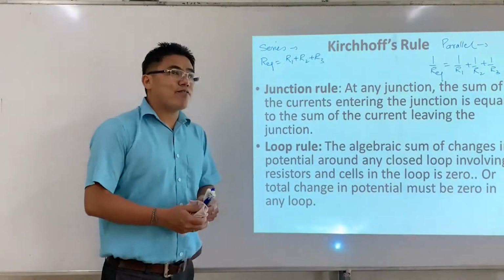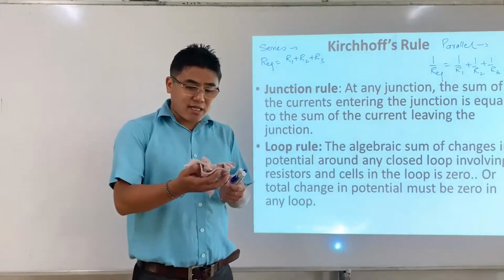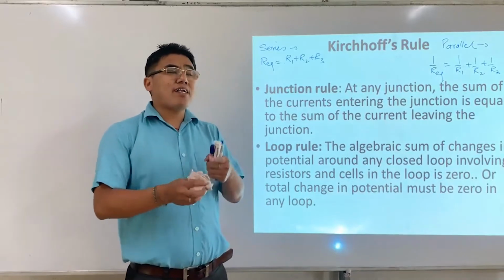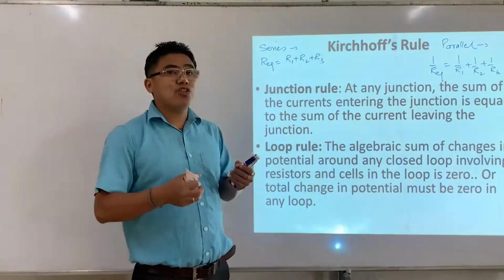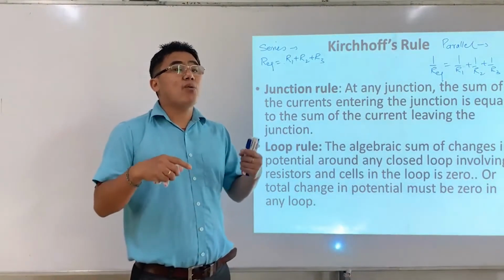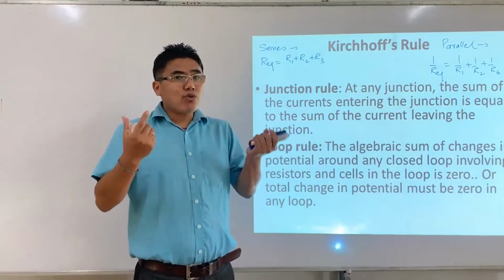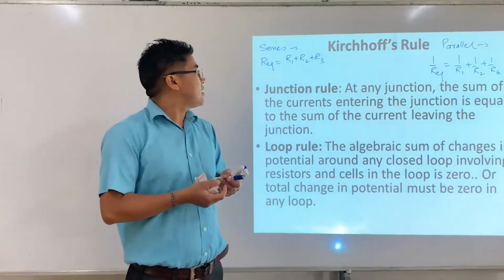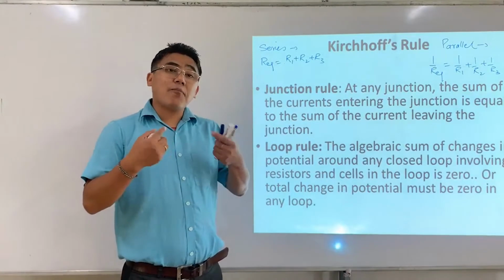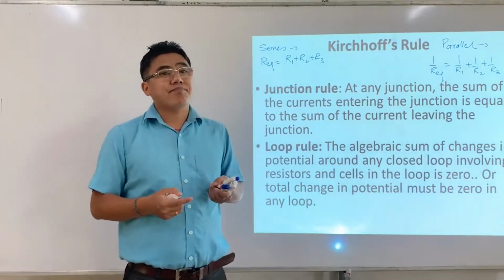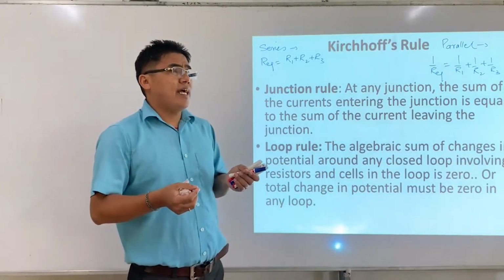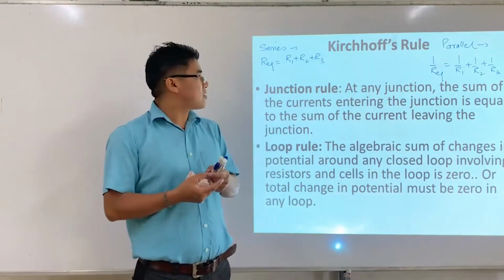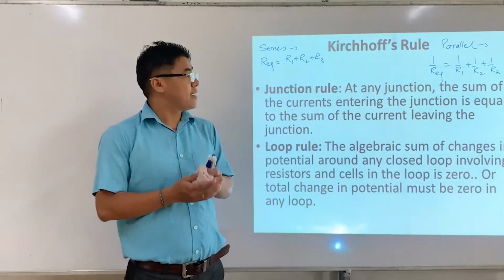So the purpose of series and parallel combinations is to find the equivalent resistance. Once you find the equivalent resistance, this helps us to find the current in the circuit, and then the voltage across a resistance. This is all what we are going to find out, right?